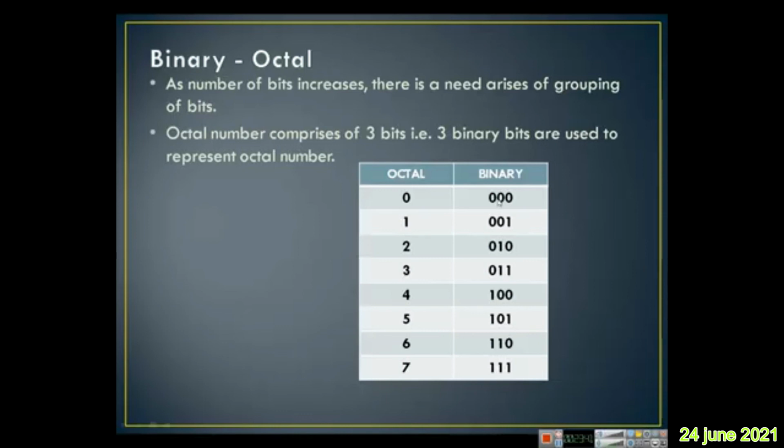For example, binary 000 is octal 0, 001 is 1, 010 is 2, 011 is 3, 100 is 4, 101 is 5, 110 is 6, and 111 is 7. That is the maximum digit in octal. How is 7 written? If you see this binary value, how does 7 come? 1 into 2 raised to 0, 1 into 2 raised to 1, 1 into 2 raised to 2. This is 4 plus 2 plus 1, that is your 7. Similarly here, 2 plus 0, and 4 plus 0 plus 0 is 4. Getting the idea? That is how octal numbers are represented, a group of 3 binary digits.